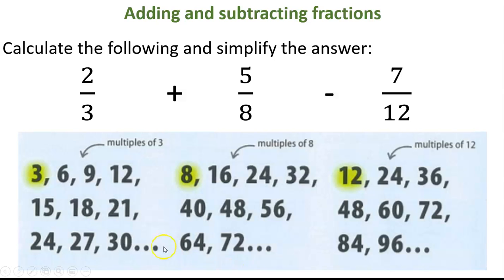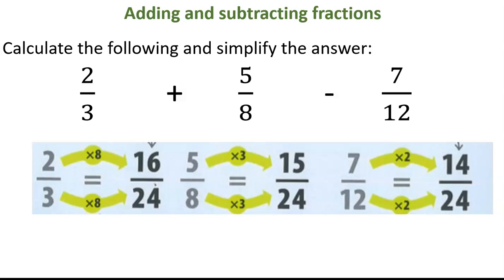So I write out all of my multiples for 3. So here my multiples are 3, my multiples of 8 are here, and my multiples of 12 are here. So I need to look at them and work out what's my lowest common multiple, which is going to become my new lowest common denominator. And 24 is common to all of them, and it's the lowest common multiple. So I'm going to convert all of my fractions now to have a common denominator of 24.